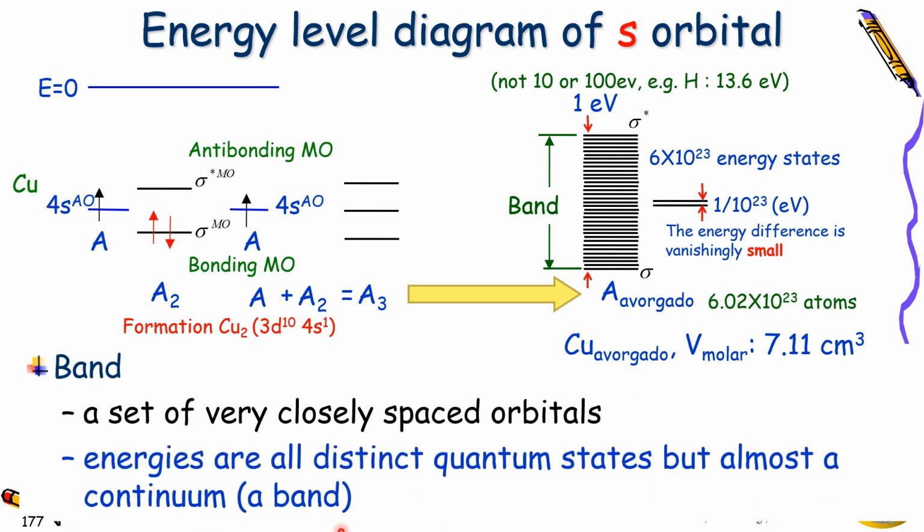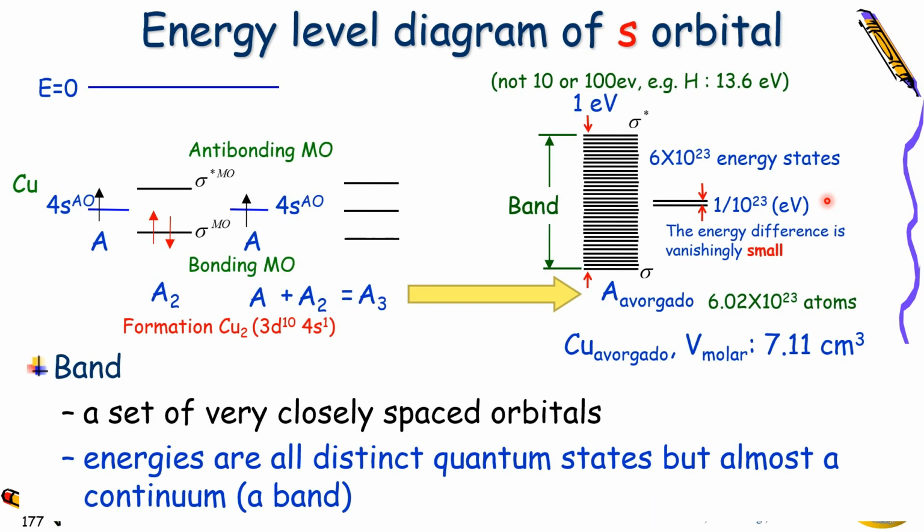And then the energy levels are all distinct quantum states, but almost continuous. So this is almost continuous, but it's quantized. The energy state is quantized, but very, very close. You can regard this as a continuous process, a continuous energy state, because this energy spacing is very, very small.